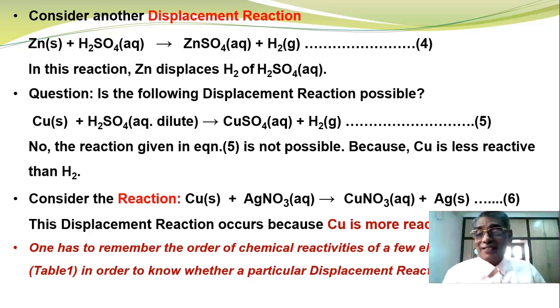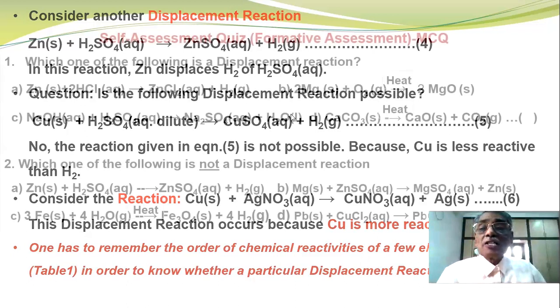Consider the reaction Cu plus AgNO3 aqueous giving rise to CuNO3 plus Ag. This displacement reaction is possible because Cu is more reactive than Ag. Therefore, one has to remember the order of chemical reactivities of a few elements at least in order to know whether a particular displacement reaction occurs or not.